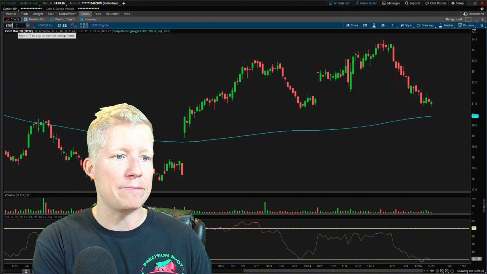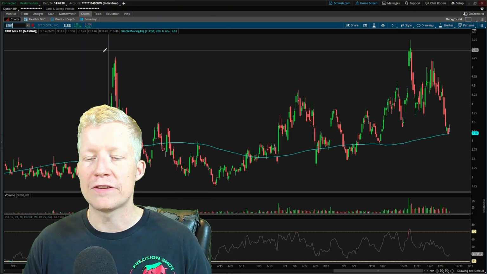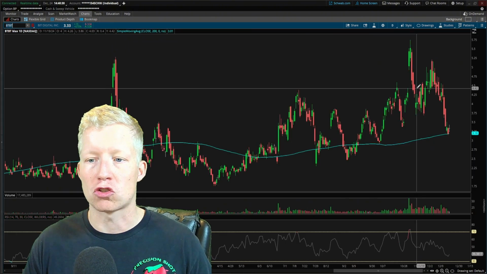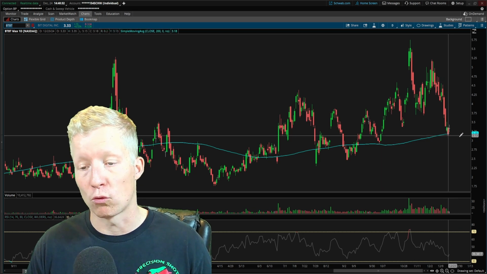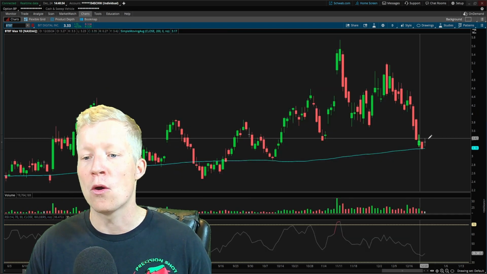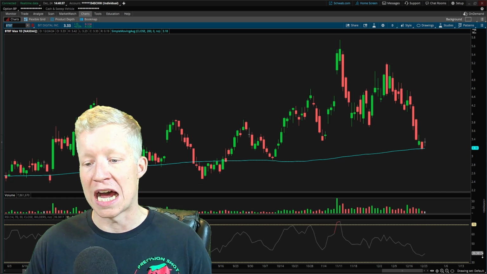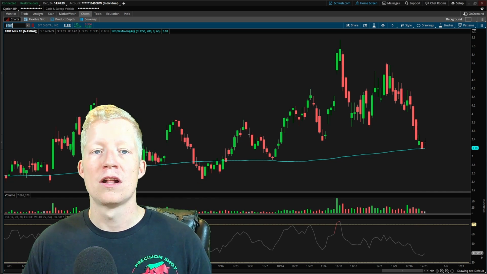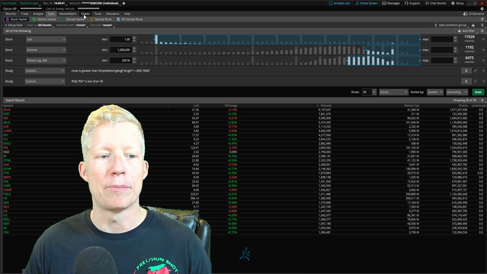Next stock, BTBT. This is a Bitcoin miner, I believe. It's a stock that has been strong lately, currently trading right near its 200 simple moving average, but still above it. And its RSI value is 39.3, just low enough to end up on our scanner.